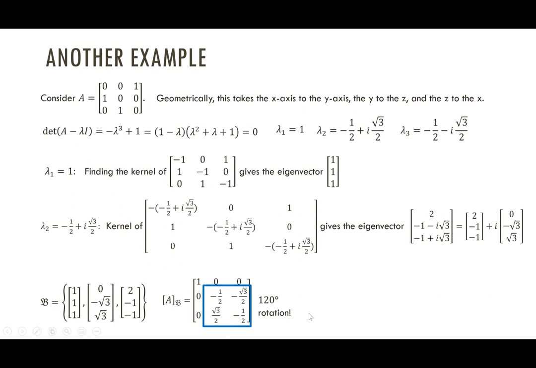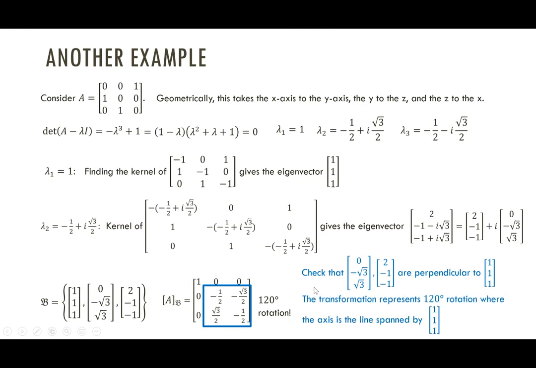Cool. Now, you can go back and check, and should, that in fact these two basis vectors here are perpendicular to 1, 1, 1. And so these two basis vectors here are in the plane perpendicular to this. And so really, this transformation represents a 120 degree rotation where the axis of rotation is the line spanned by 1, 1, 1. And if you think about it, let's go back and think about our original geometric interpretation.